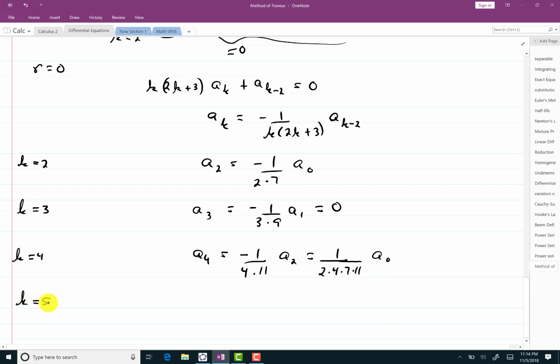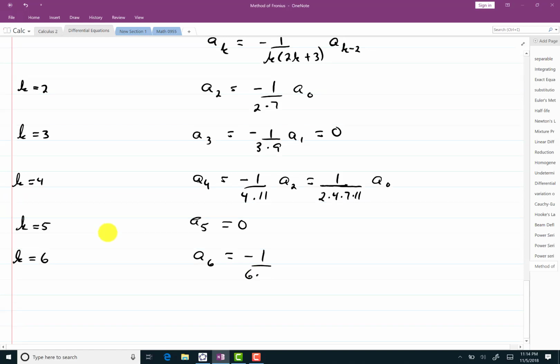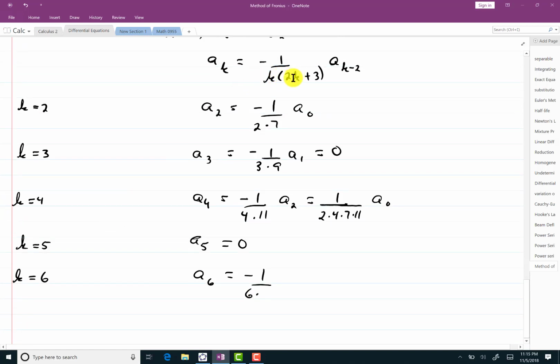K equals 5. We have a sub 5, of course, equals 0, since it's dependent on a sub 3. K equals 6. A sub 6 equals negative 1 over 6 times 2 times 6 is 12 plus 3 is 15, a sub 4, and that will equal negative 1 over 6 times 15. A sub 4 was this stuff here, 1 over 2 times 4 times 7 times 11, a sub 0.